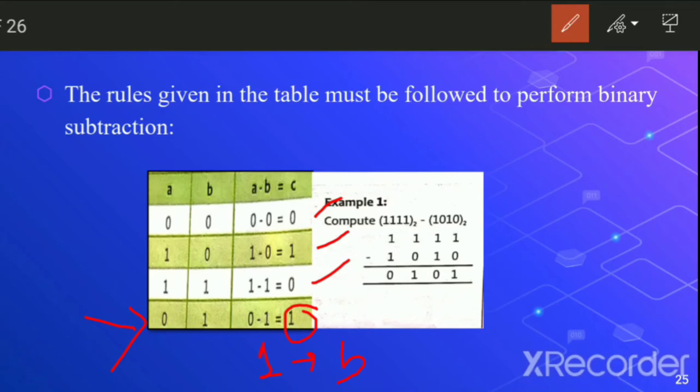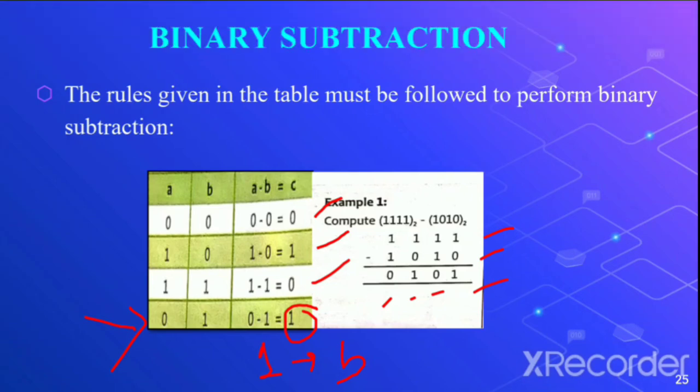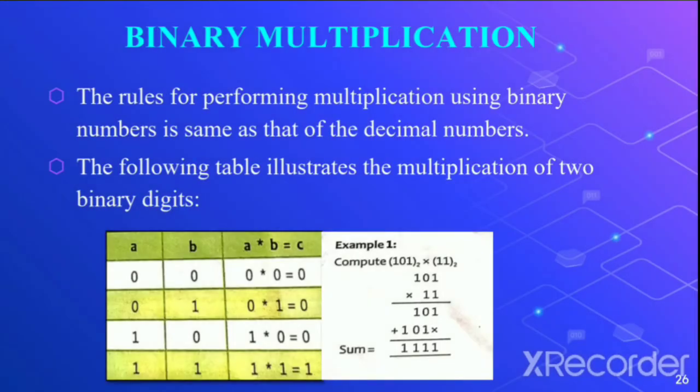Now just have a look at the example. 1 1 1 1 and 1 0 1 0, we have to subtract these values. 1 minus 0 is 1, 1 minus 1 is 0, 1 minus 0 is 1, and 1 minus 1 is 0. So this was pretty easy. In this way we can subtract the values. Now moving to the next operation, that is binary multiplication.